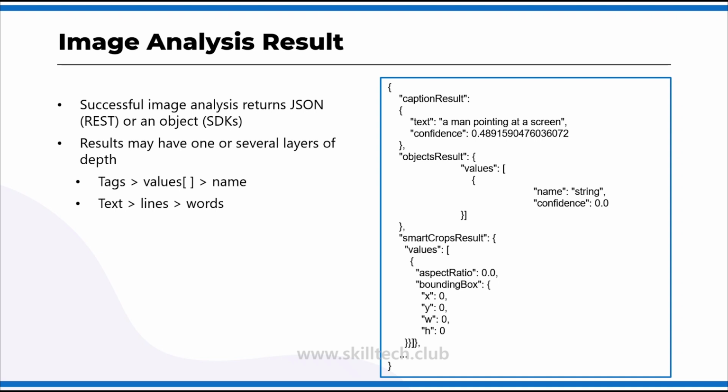You can see in the caption result, we have a text like a man pointing at a screen, and then a confidence score. In the object result, we have values, which is an array holding an object of name and confidence. We also have some smart crop results, which show the value of a particular word and the bounding box associated with it. In a real response, you're not going to have all the zeros there. You're going to have certain values associated with that bounding box.